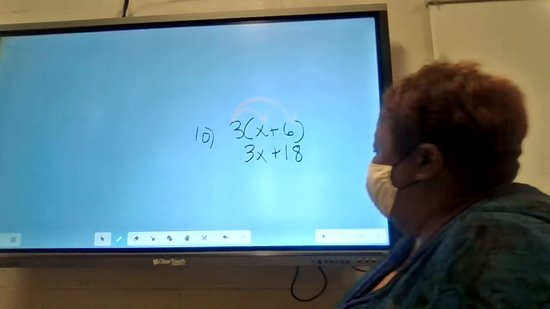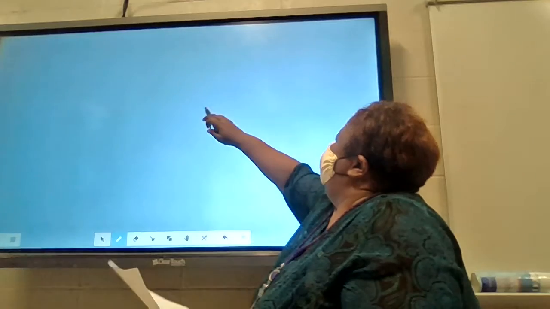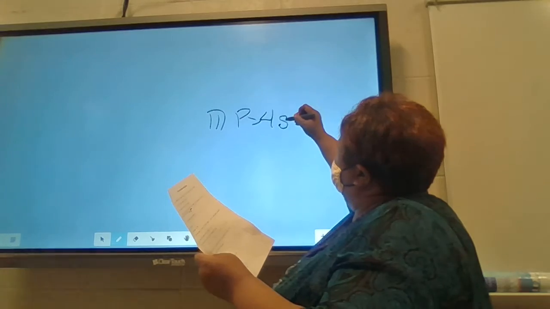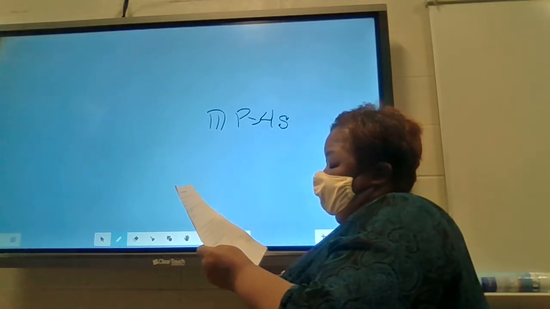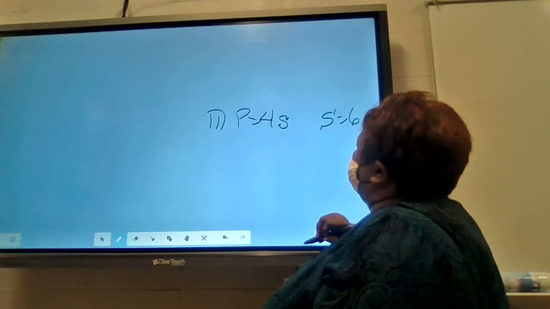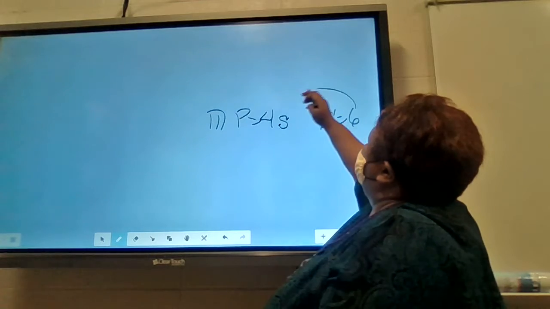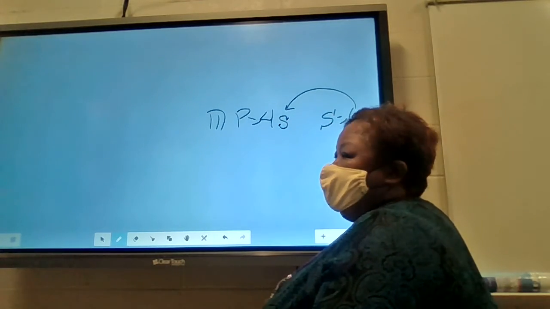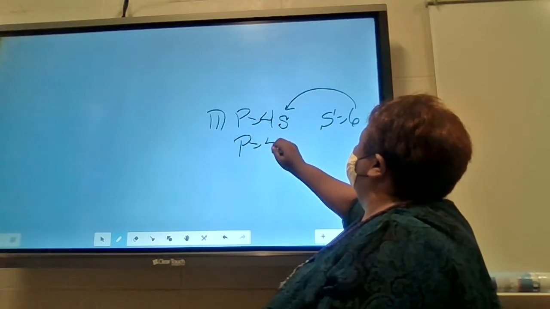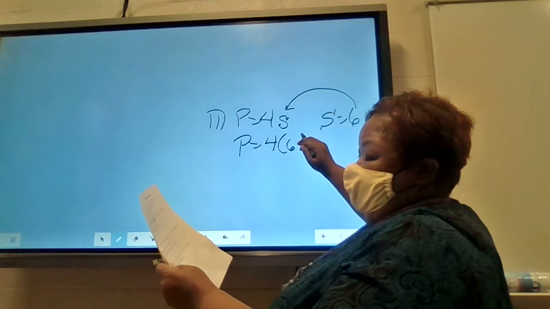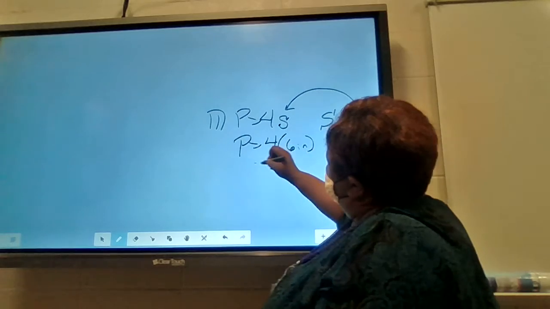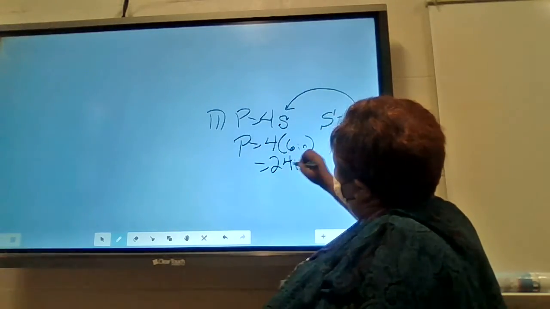Okay, number 11 says use the formula P equals 4 times S. Let me put some little things there so it doesn't look like a 5. To find the perimeter of a square with the side length S equal to 6. So what I'm going to do is take this 6 and substitute it into this formula for the S. This is the perimeter of a square formula. So 4 times 6, what is it, inches? Inches. So my perimeter is 24 inches.